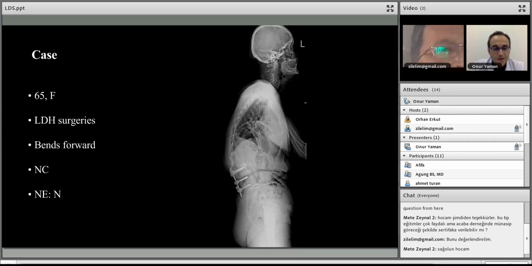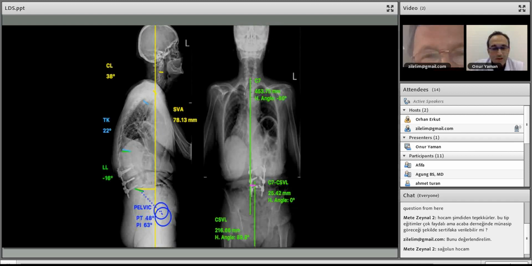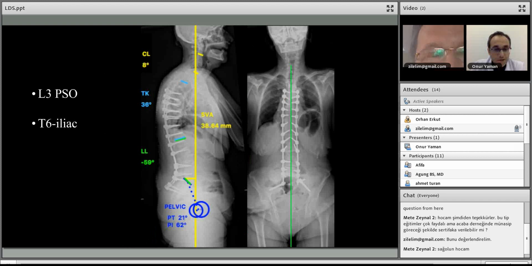This patient was 65 years old, has previous lumbar disc surgeries. This patient's main symptom was she was bending forward, has neurogenic claudication. And if you look at the spinopelvic parameters here, the SPA is not too bad, but if you look at the pelvic tilt here, you may see that it has increased. So this patient is using her compensatory mechanisms to bring her head over the pelvis. So I decided to make an L3 pedicle subtraction osteotomy with stabilizing this patient from T6 to iliac.